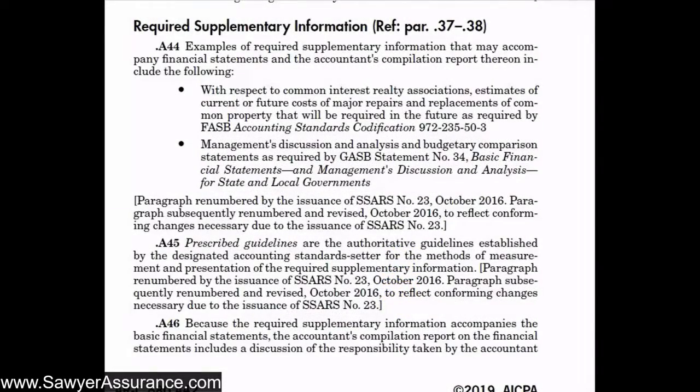Okay, so here we're down in the explanatory material as it relates to including a paragraph about the required supplementary information in our accountant's compilation report. And here it gives us some examples of different required supplementary information that is typically included with financial statements and is required by accounting standard setters. So for common interest realty associations, they require estimates of current or future costs of major repairs and replacements of common property that will be required in the future, and that's required by GAAP. ASC 972 promulgated by the FASB. We see that this is required in ASC codification.